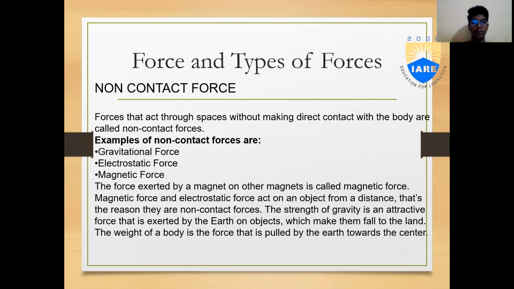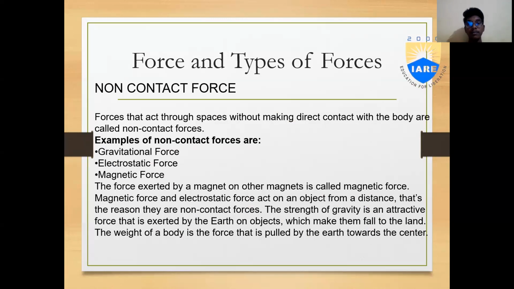When we drop this powder can, we can see there are a few types of forces acting on it: the gravitational force, which we cannot see directly, and the electrostatic force. When we rub a balloon with our hair, we can find electrostatic force, and a magnetic force between two magnets cannot be seen through naked eyes. So these are non-contact forces.